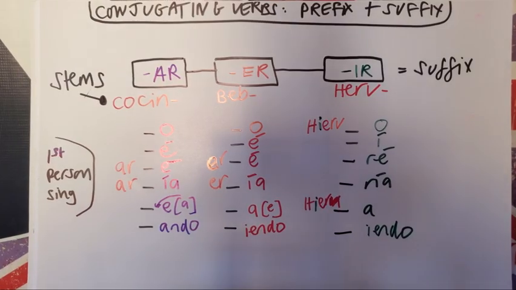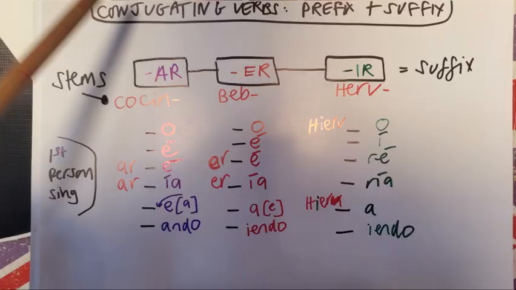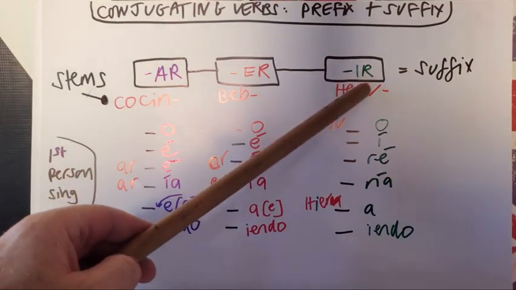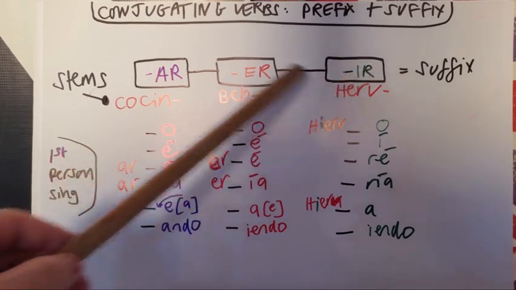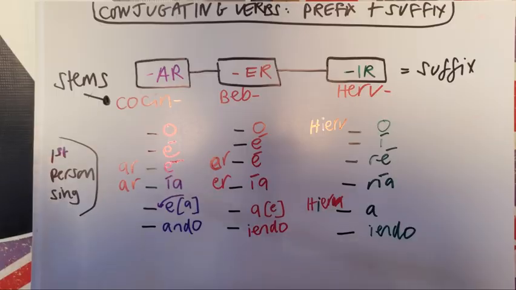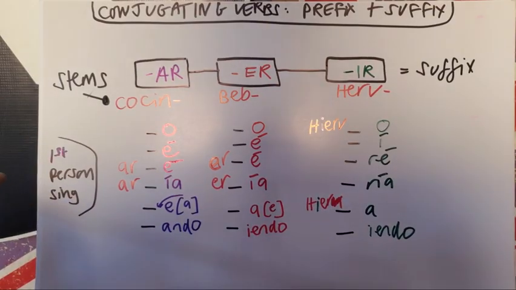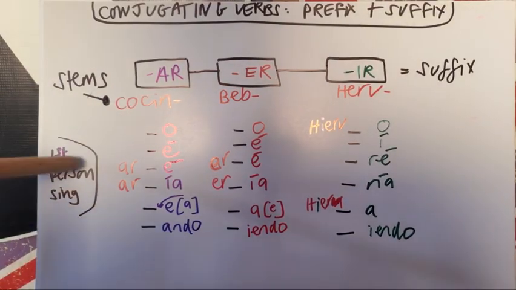So, we've established that Spanish has AR, ER, and IR verb endings: cocinar, beber, hervir. Hervir, to boil. To conjugate is simply to add the right bits at the end.